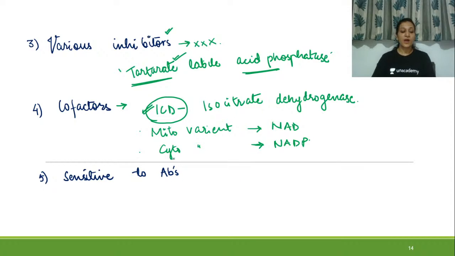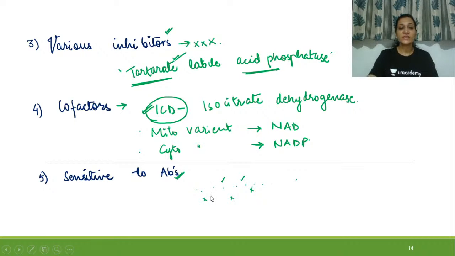Right? Now coming to the fifth characteristic, sensitivity to antibodies. Various isozymes differ on the basis of antibodies. For example, there can be 10 types of isoenzyme for a single enzyme, and some of them will be sensitive to antibodies and some of them won't show any sensitivity towards the antibody.